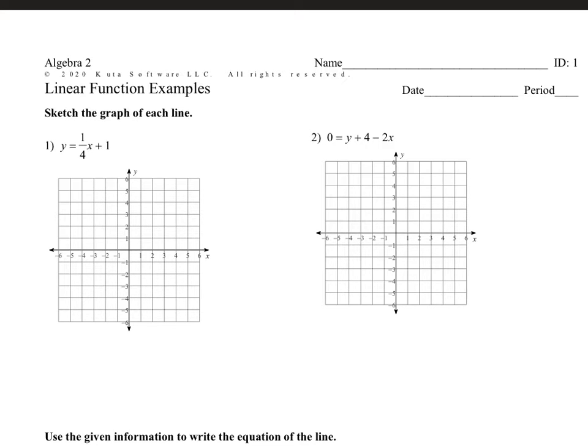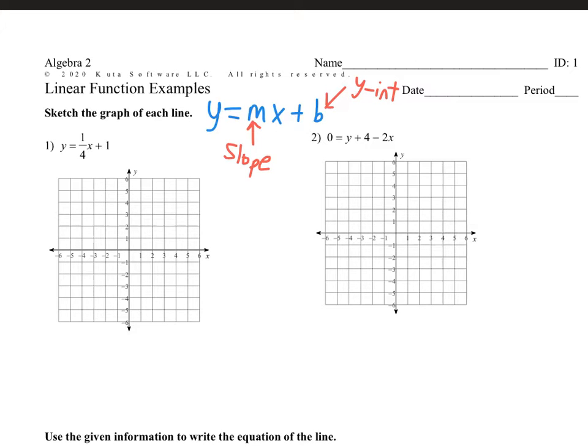If we need to sketch a graph, there's a few forms that linear functions can be written in. The most common one and the easiest one to graph probably is this, y equals mx plus b. That's called slope-intercept form. So you have a slope, which is just a number. It's going to measure the steepness of the line. And then you have another number out here, which is the y-intercept.